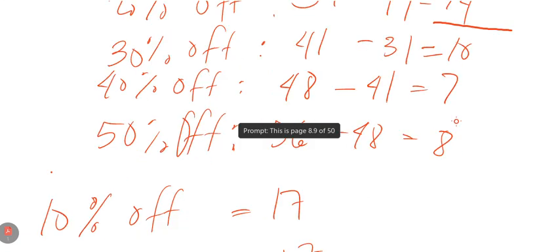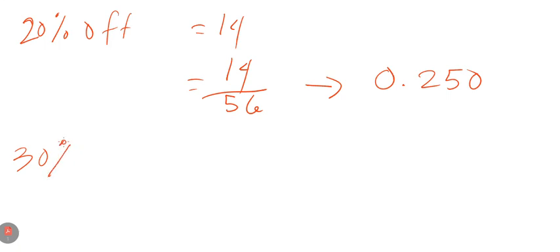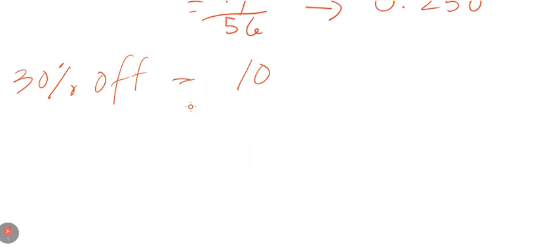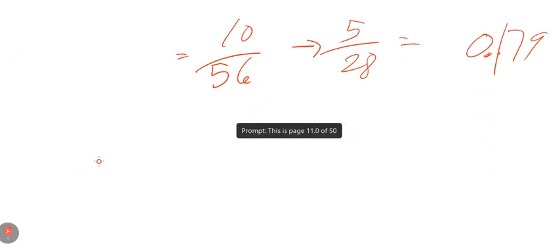Next, the 30%: we have 10, so 10 divided by 56 is equal to 5 over 28, which is also about 0.179.